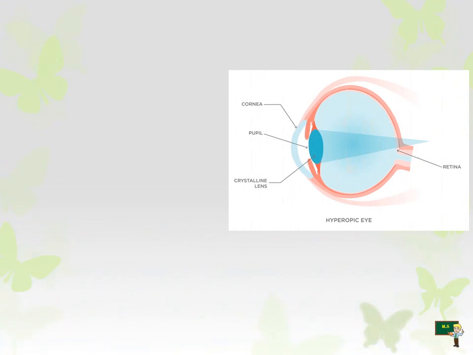This is the hyperopic eye. You can see the difference between that. If you have hyperopia, then the vision goes far from the eyeball.